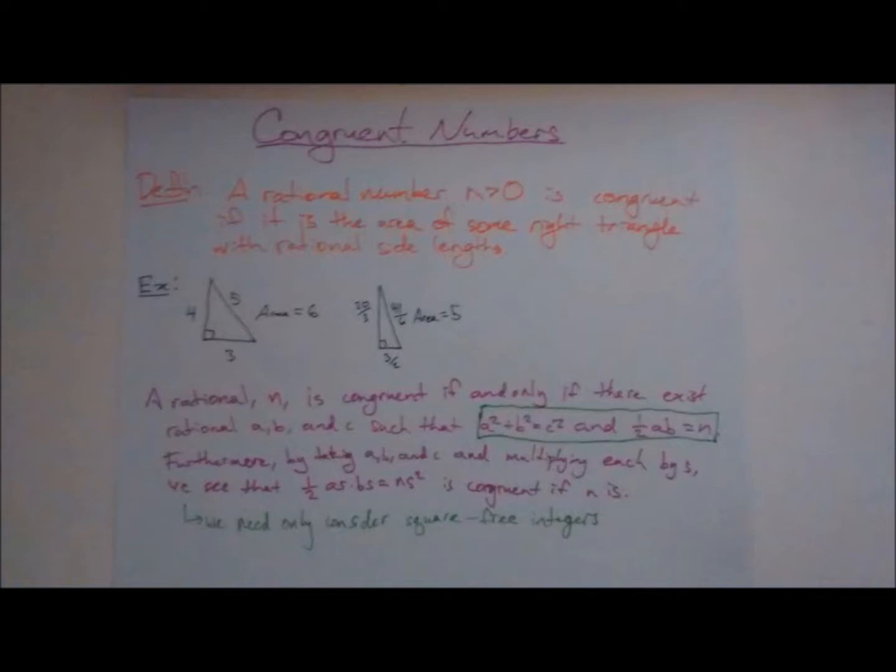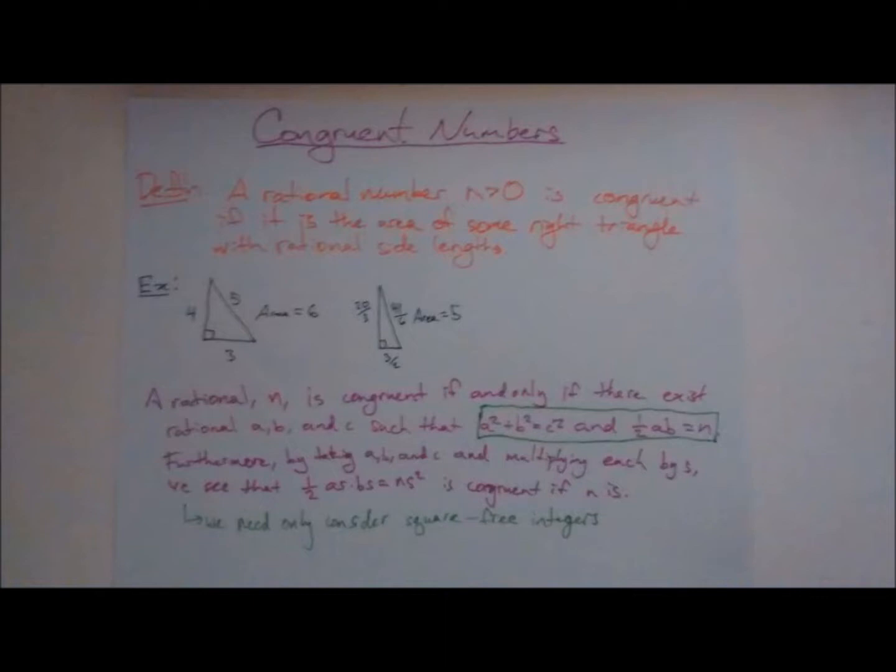We can convert this geometric idea into more number theoretic terms by using the Pythagorean theorem and the formula for the area of a right triangle. So we see that a rational number n is congruent only if there are 3 other rational numbers a, b, and c that satisfy these two Diophantine equations.